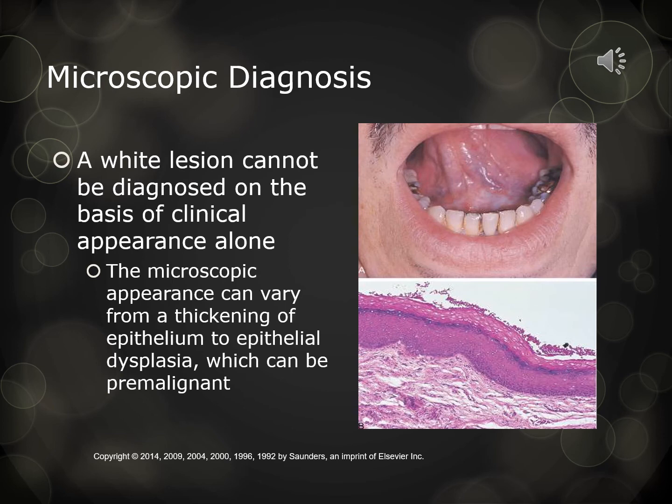A microscopic diagnosis is used for a white lesion which cannot be diagnosed on the basis of clinical appearance alone. Utilizing the microscopic appearance, it can vary from a thickening of epithelium to epithelial dysplasia, which can be pre-malignant.